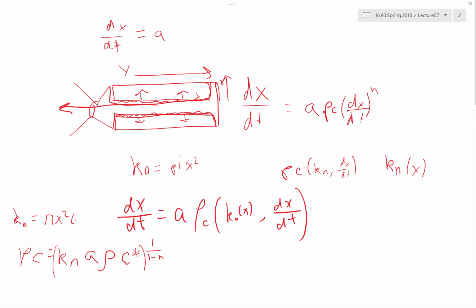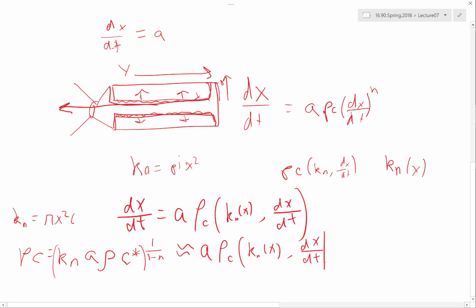So for example, here you are doing time stepping, so you probably start by knowing what is the dx/dt at the last time step. You can use that as an initial guess. So I can say, what if I approximate this using a times rho c times k_n of x, dx/dt at the last time step, plus a times, oh, you have nth power.